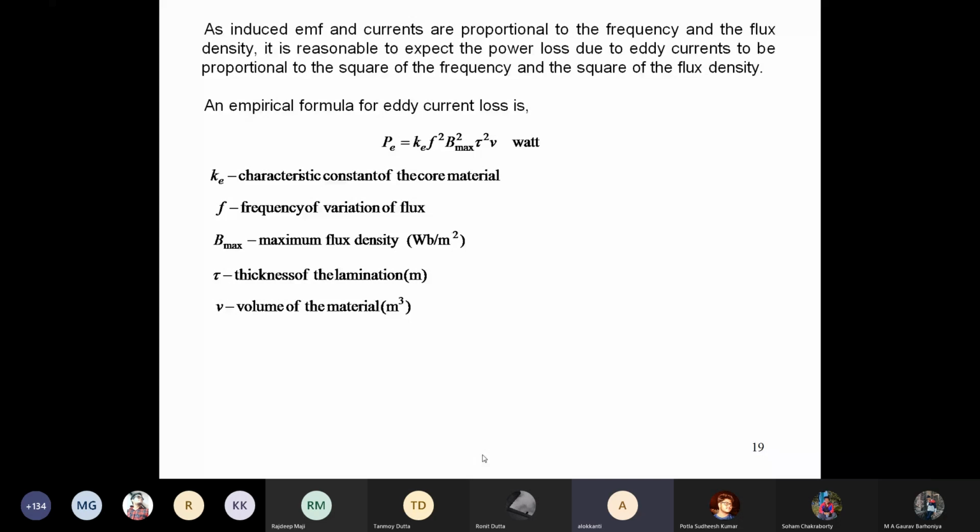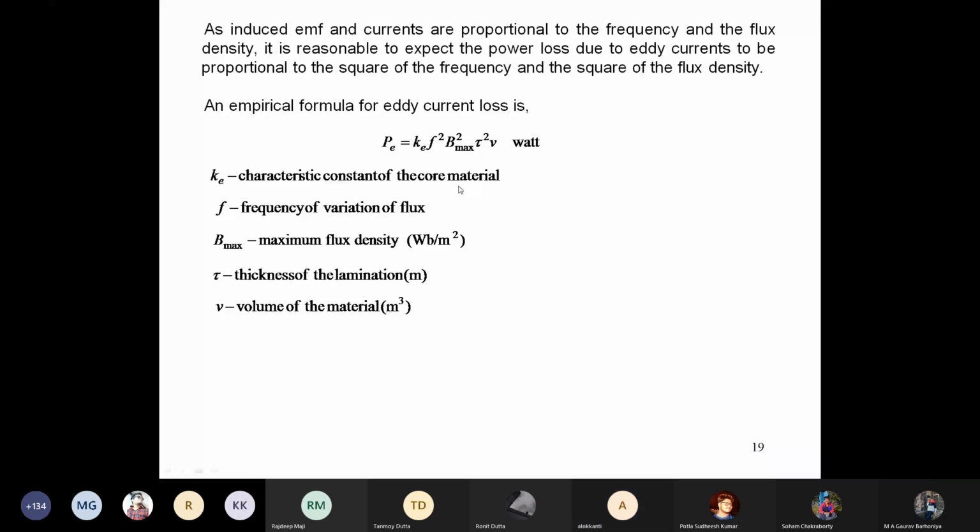And for the numericals, what is important is, assuming V and tau constant, it is proportional to F square and Bmax square. There are a lot of problems in the tutorial sheets and in the other books relating to these eddy current losses also.